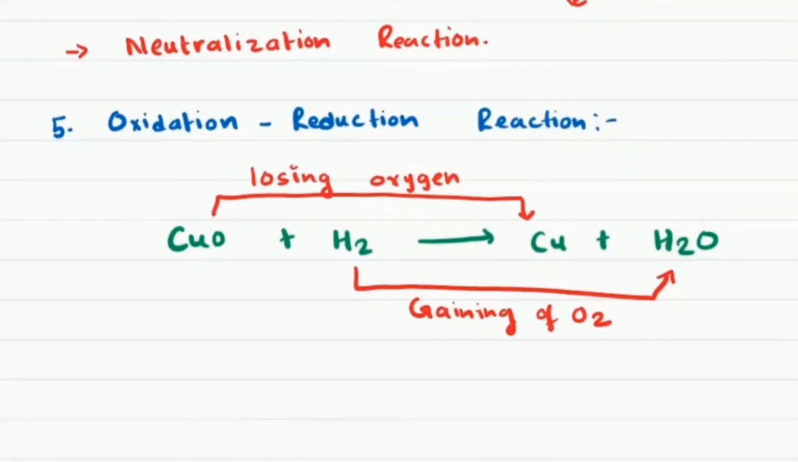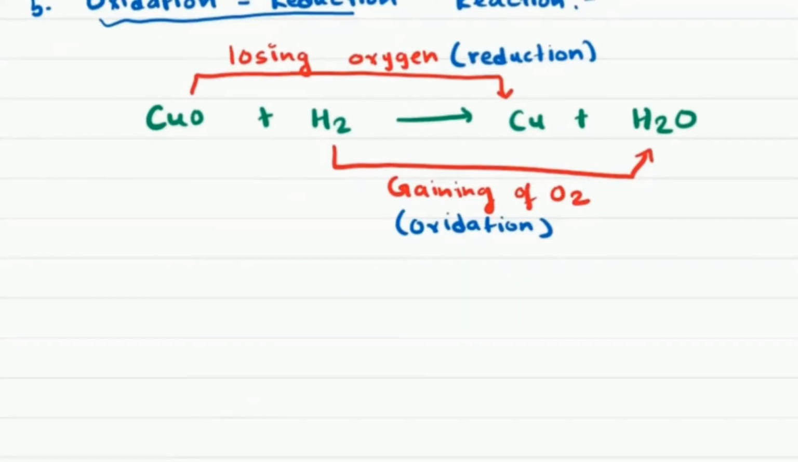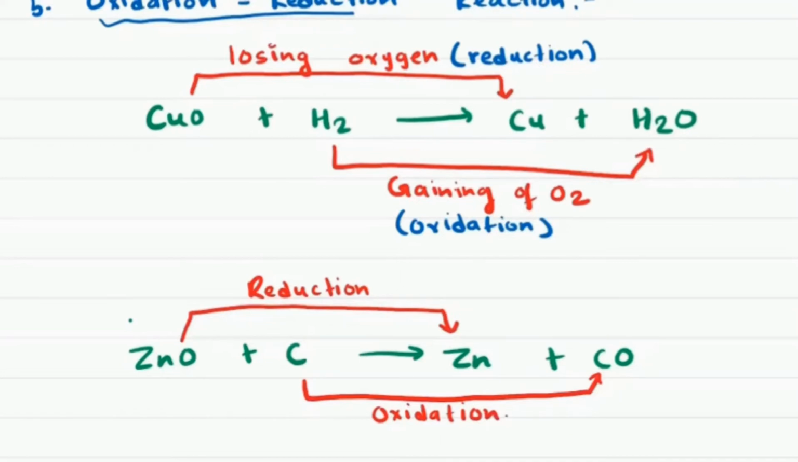Whenever there is gain of oxygen, it is known as oxidation, and whenever there is loss of oxygen, it is known as reduction. And this type of reaction is oxidation-reduction reaction. Let's look at one more example. Zinc oxide reacts with carbon to form zinc and carbon monoxide. So here this zinc oxide is being reduced to zinc, so we have reduction here again, and the carbon is being oxidized to carbon monoxide, so we have oxidation. And these types of reactions are known as oxidation-reduction reaction.